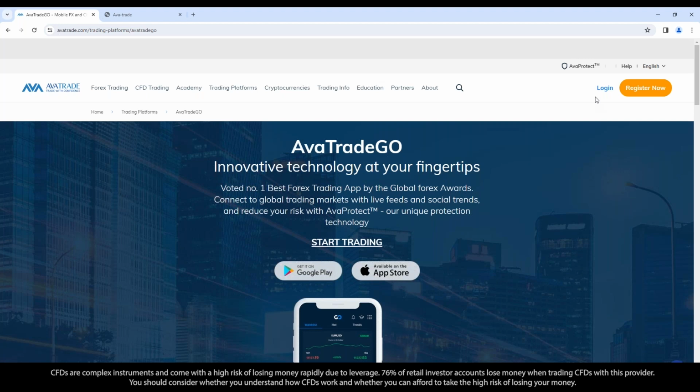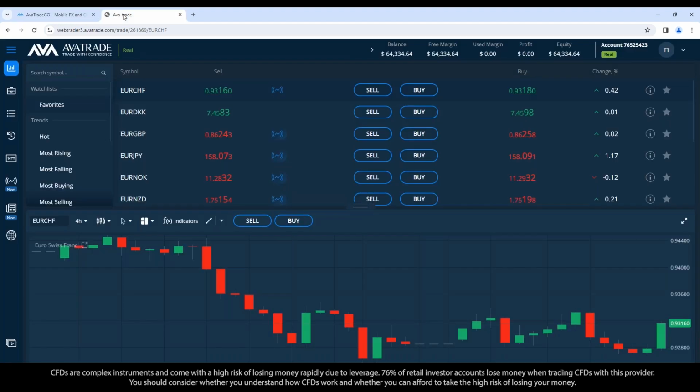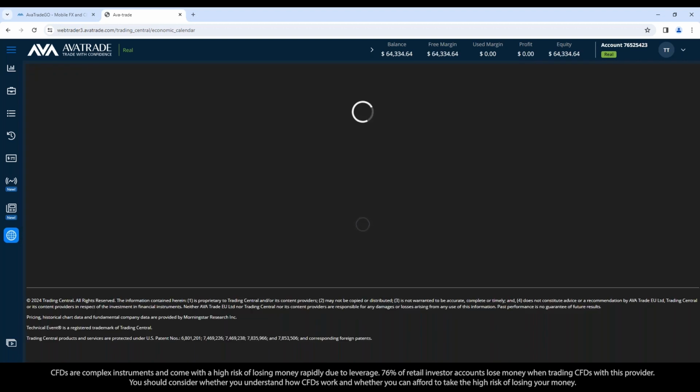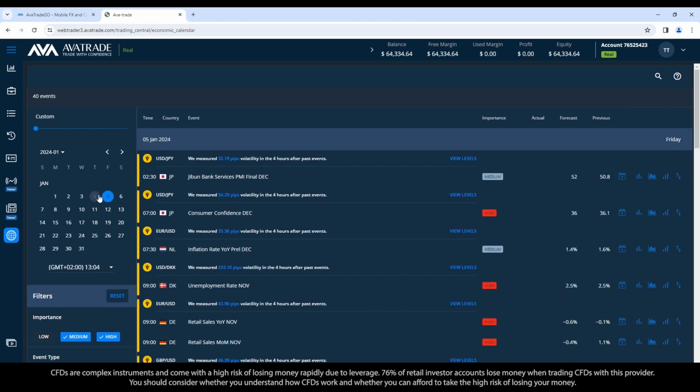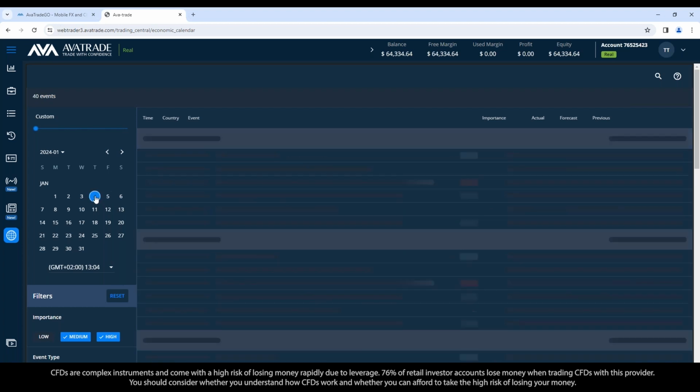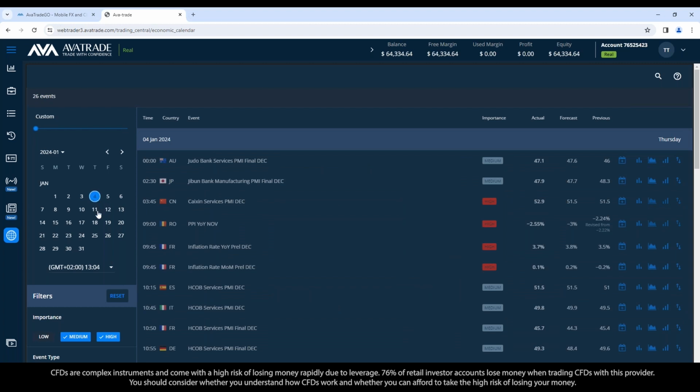Now, to get into the web trader, we log in from the upper right corner of the main website, and then the web trader looks like this. So fundamentally, we can start on the economic calendar, which is found here. And then just want to make sure you're on the proper date. I'm going to switch back to the 4th, which is today.